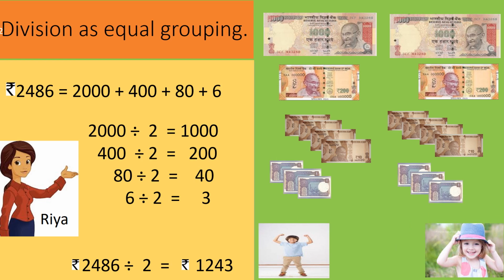So Mrs. Ria has distributed rupees 2486 into 2 groups. So how much amount in each group? Yes, we have to add them. So 1000 plus 200 plus 40 plus 3 is 1243. Next you can see how Ria is doing the same problem using long division. Every time this picturization is not possible, so we have to use long division method. Next I am going to show you how to use long division for the same number.